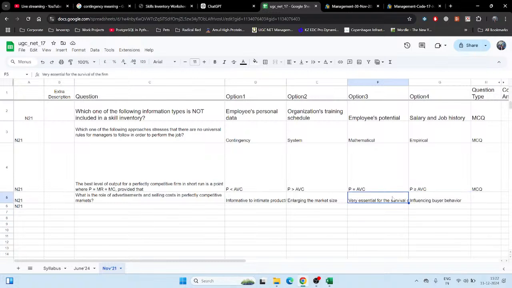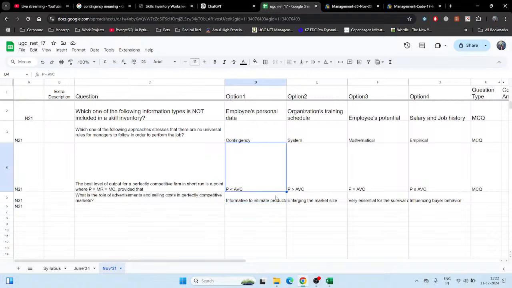Like we do see big MNCs promoting their brands, even though the products are identical, but they are building on the brand name to sell it for more value, like Tata Namak, Desh ka Namak, and so on. But it just solved perfect competition. I would say information to intimate product service availability seems more relevant, that as a manufacturer you would prefer to intimate users about the product availability or service availability. These could be the answers, but I would go with this.